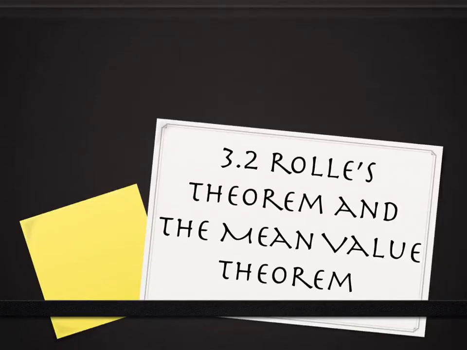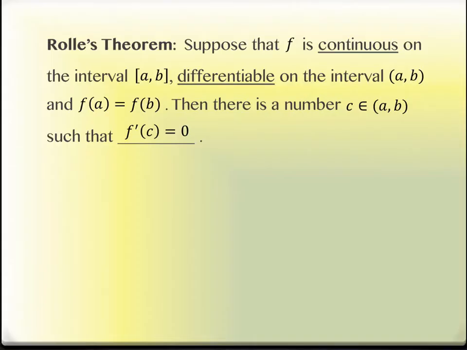All right, 3.2 is Rolle's theorem and the mean value theorem. They are actually very similar. The mean value theorem is a more general case of Rolle's theorem. So we're starting with something that's simpler, Rolle's theorem, and then we're going to broaden it to the mean value theorem and take a look at how things change.